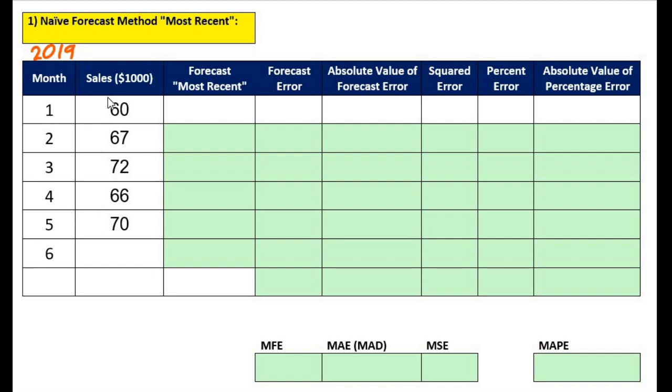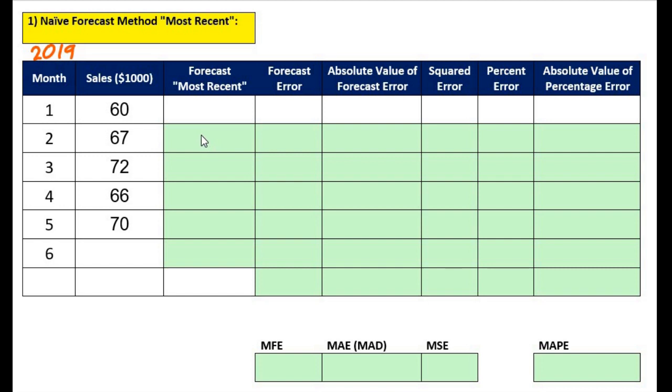Actually, these are in thousands. And then we have the forecast column. Since it's most recent, we are going to start with month 2. We will not be able to get the forecast for month 1 because we don't have previous data during the year of 2018. So we'll start with month 2.